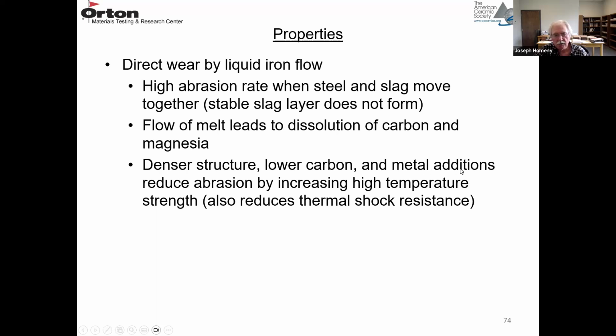You want these metal additions because they improve the strength and they reduce the abrasion. So the denser the structure, the lower the carbon content. The addition of metals all increase the high temperature strength, and that improves the abrasion resistance. But doing this, making it denser, lowering the carbon, increasing the strength, that's going to reduce the thermal shock resistance. So there's always a trade-off on how these materials are made.